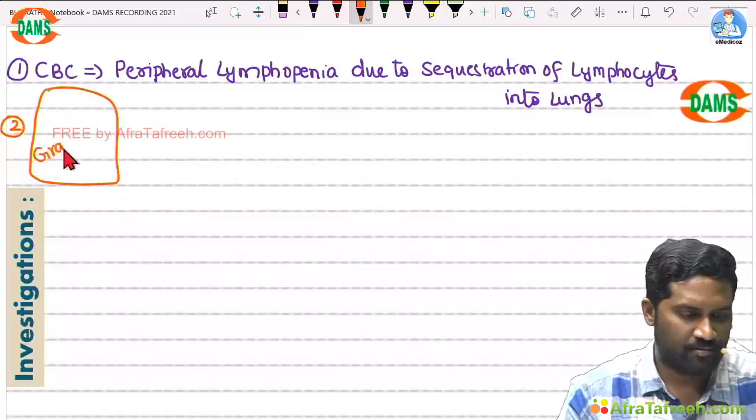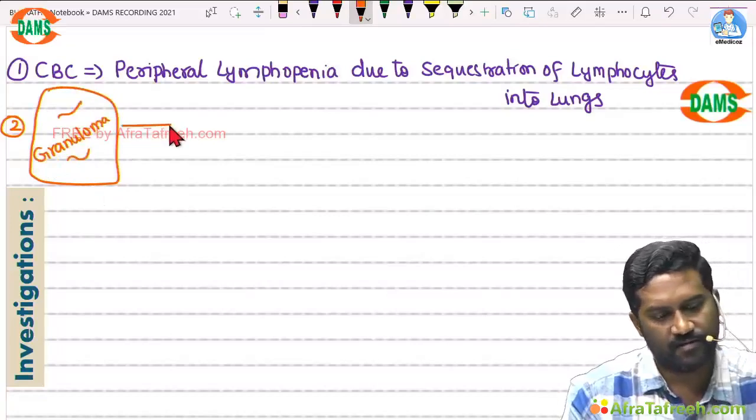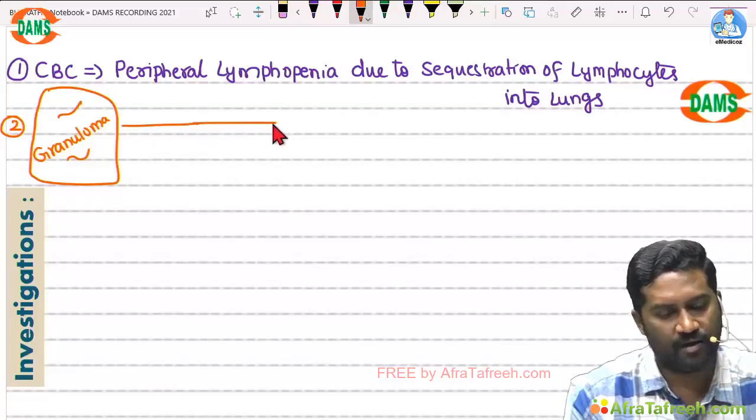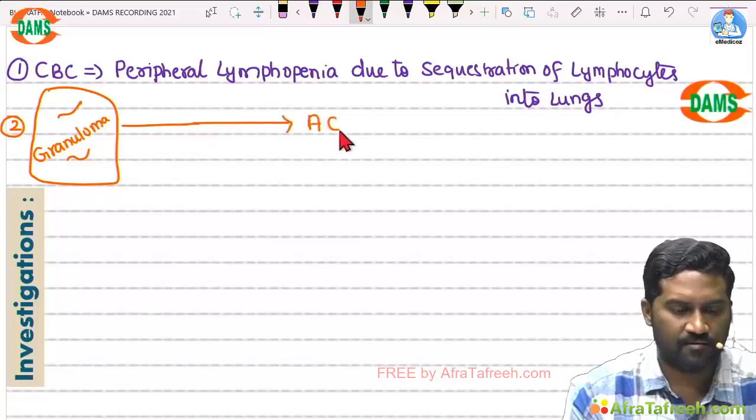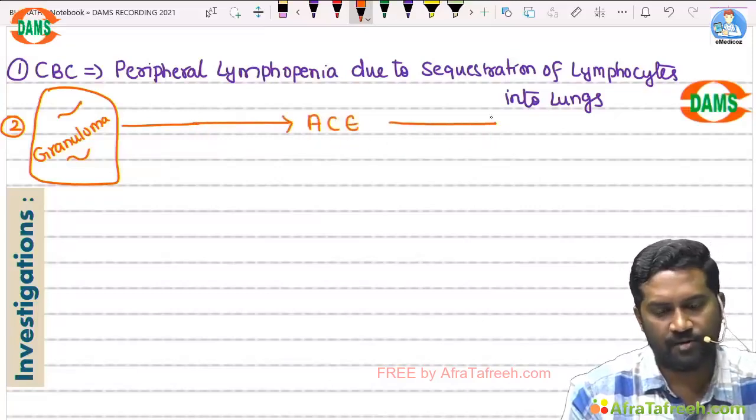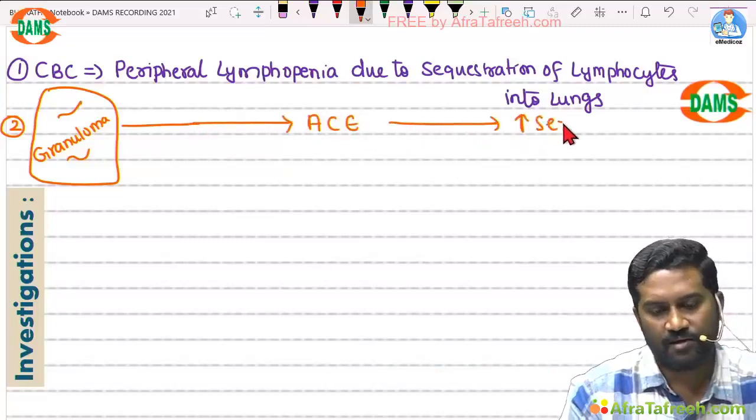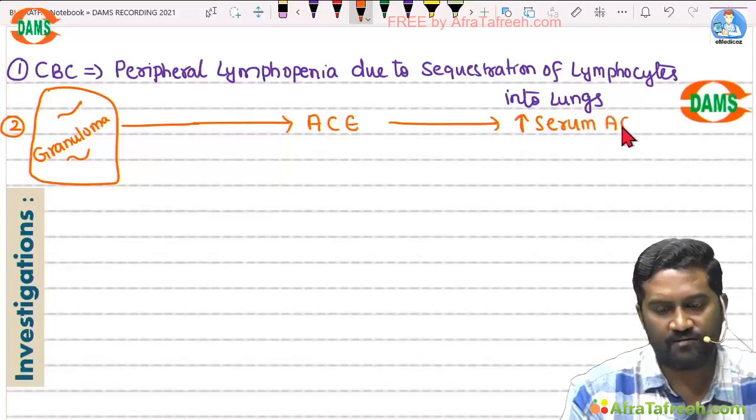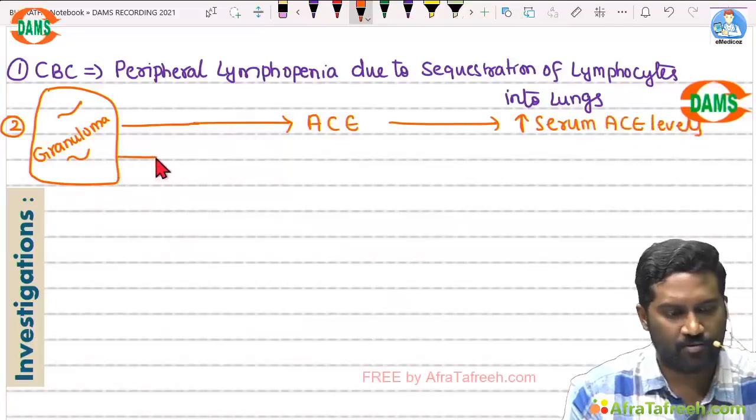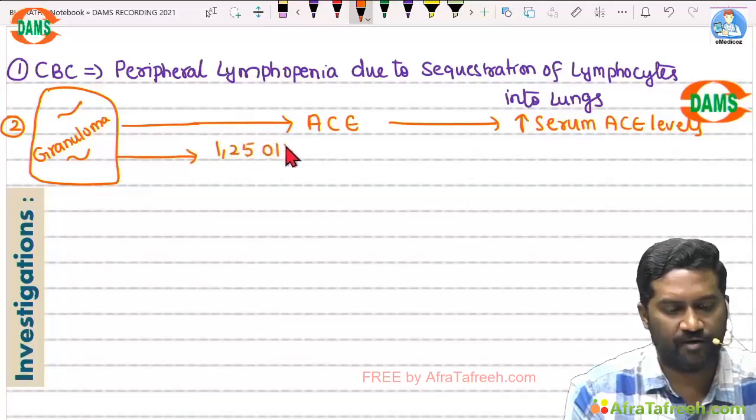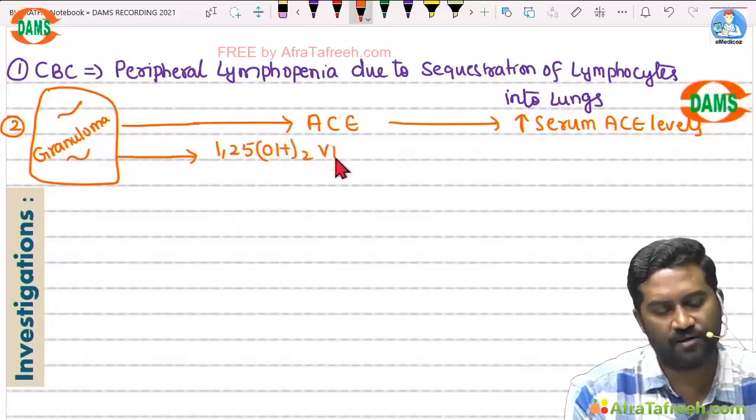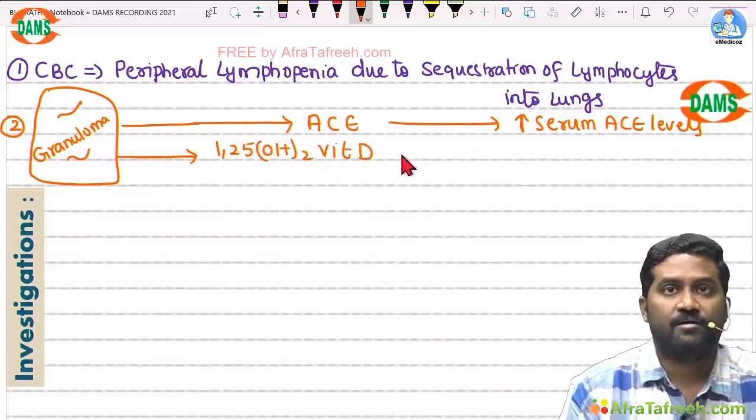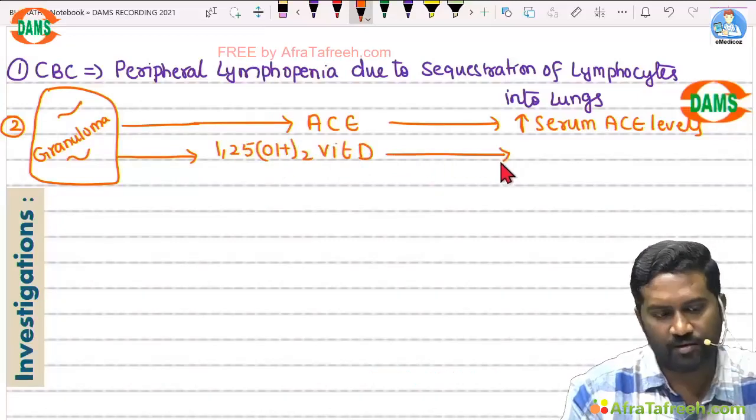And this granuloma is capable of producing some substances. This granuloma can produce angiotensin converting enzyme that will be responsible for increased serum ACE levels in sarcoidosis. And this granuloma can increase a substance called 1,25-dihydroxy vitamin D.